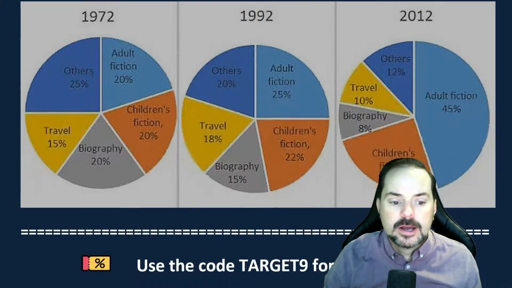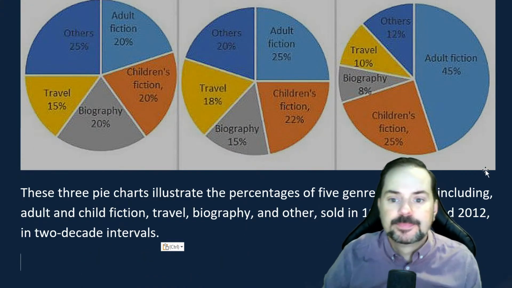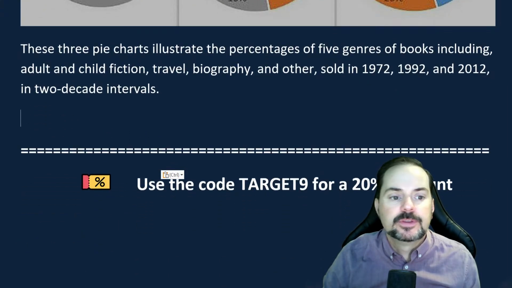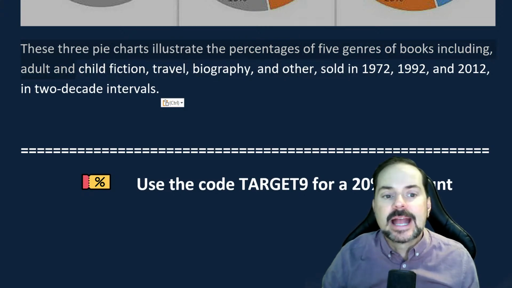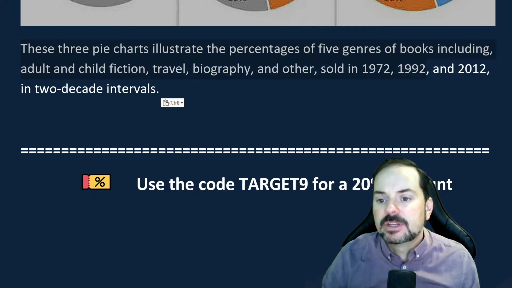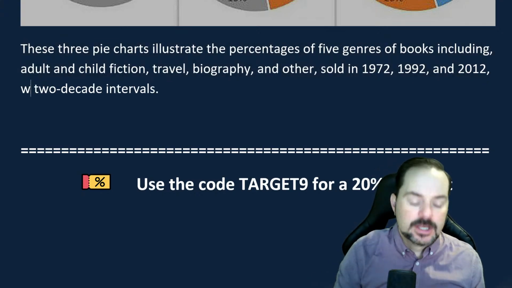And then I'm just going to stick that right under my pie chart here. There we go. And then let's review it. So these three pie charts illustrate the percentages of 5 genres of books, including adult and child fiction, travel, biography, and other, sold in 1972, 1992, and 2012 in 2-decade intervals. Yeah, I think with 2-decade intervals is a bit better.